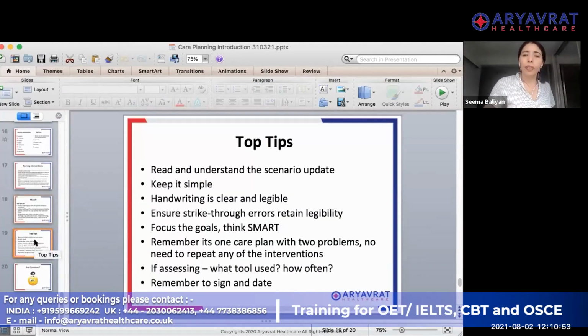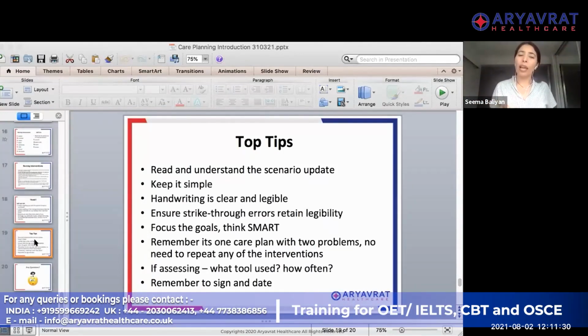Okay. Then the top tips are just to read and understand the scenario update, keep it simple. This is very, very important. Don't overcomplicate things. Just make sure that it is a simple exam, simple things that you have to write, simple interventions. Make sure your handwriting is clear and legible. If you are striking out anything, retain the legibility: just a single line rather than making a cross, and you initial on top of that.